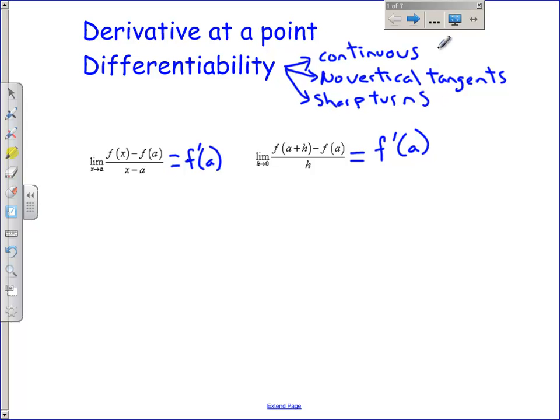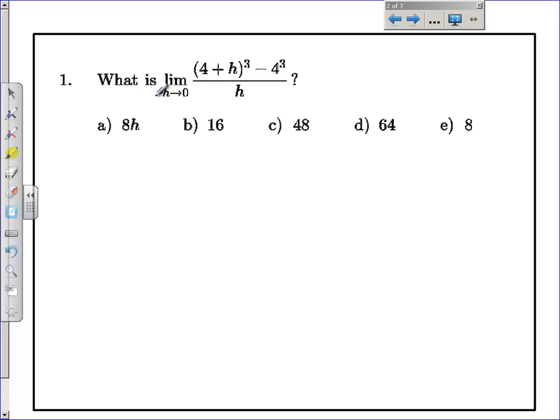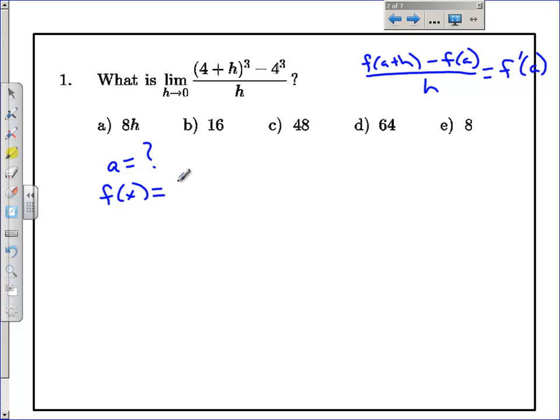So let's go ahead and look at some examples. Here's the first example asking us for a limit, and we can see that it is in the form f of a plus h minus f of a all over h. So that's that second form. This is going to give you f prime at a. So we have to find two things. First of all, what is the point a, and what is f of x?